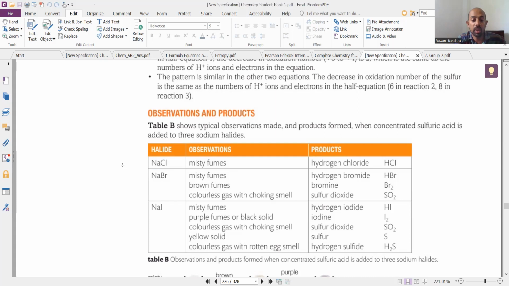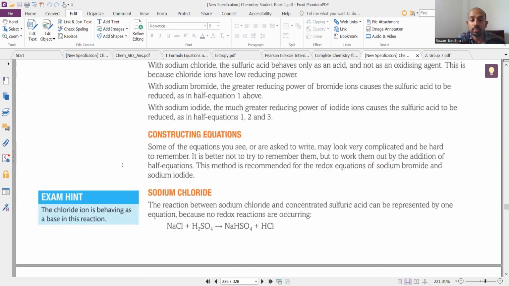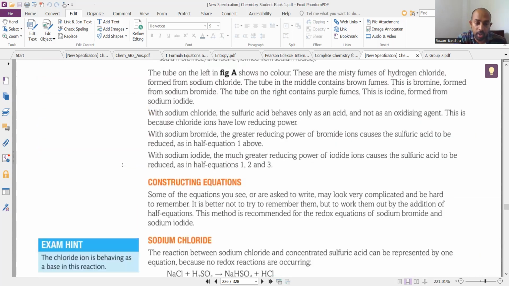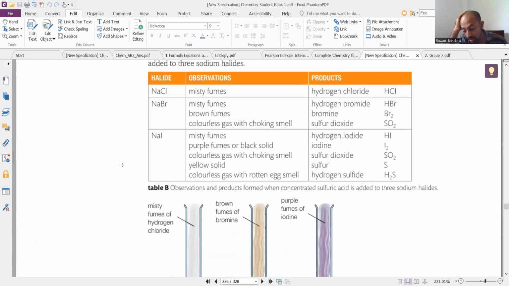You have to use some more papers to write this. Write down the subtopic. Reactions of sulfuric acid. Reaction of sulfuric acid with sodium chloride.